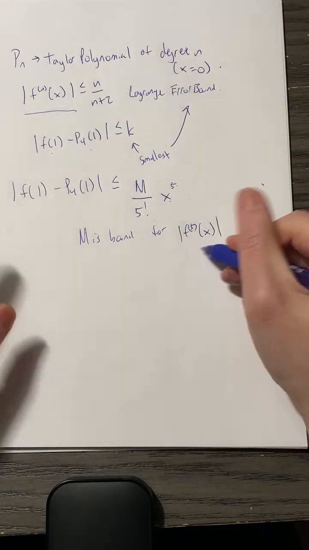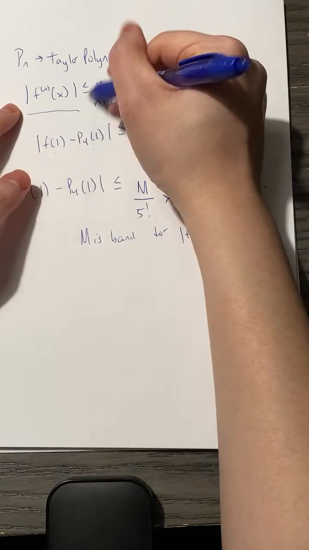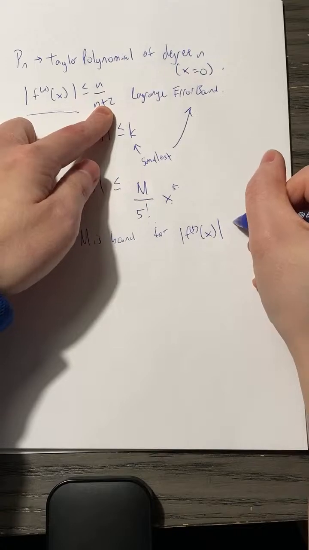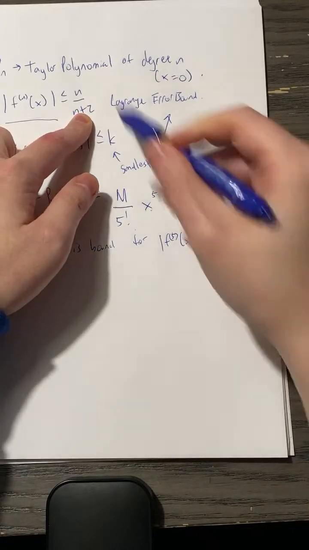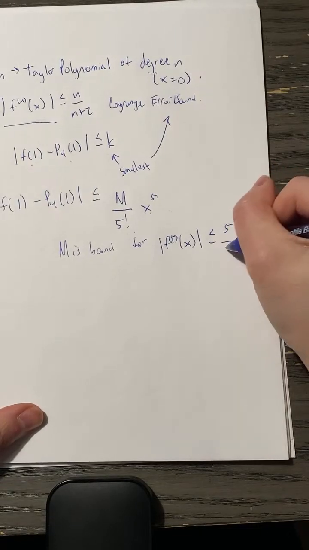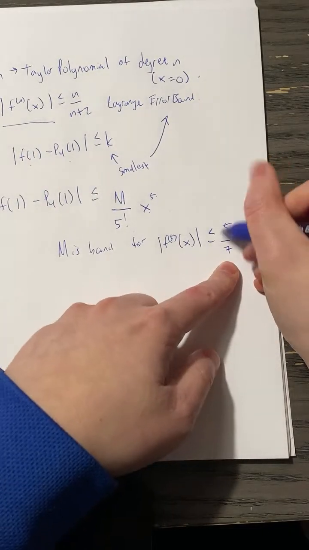So fifth derivative. What's the m in this case? All we're going to do is plug in 5 into this formula. If we plug in 5, hopefully I'm not running off the top of the page, it's 5 over 5 plus 2, which is 5 over 7. And then all you do is take this number and replace it with m.